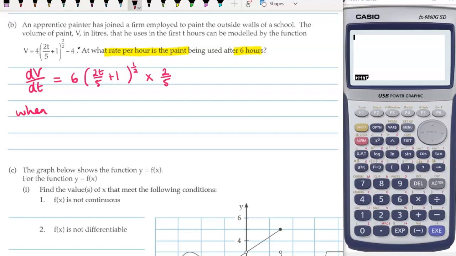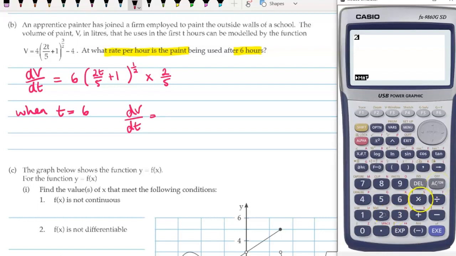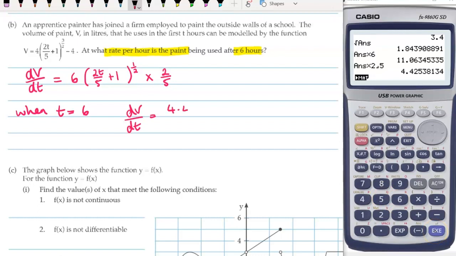Now, when t is 6, dV by dt will be equal to, well, 2 times 6 divided by 5, add 1, and then to the power of a half, we're going to square root that. Then we times it by the 6, then times it by the 2 over 5. So we get an answer of 4.43, and the volume is measured in litres, and the time is in hours, so it's litres per hour.